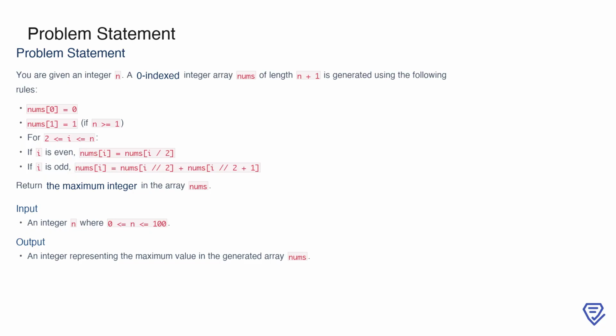If i is even, the value at that index is simply copied from nums[i/2]. If i is odd, the value is the sum of nums[i/2] and nums[i/2 + 1]. Once the array is generated, the task is to return the maximum integer in the array nums. The input to the problem is an integer n within the range 0 to 100, and the output is a single integer representing the maximum value in the generated array.